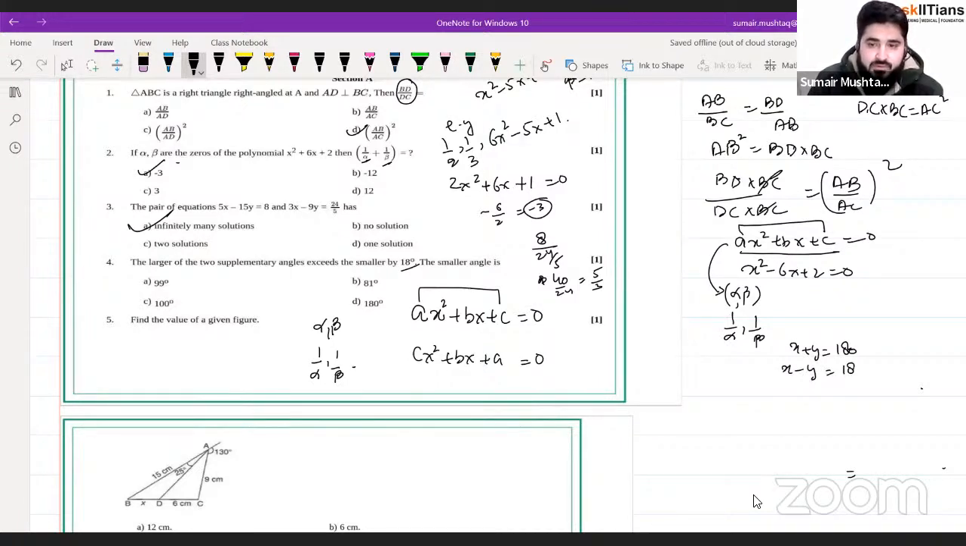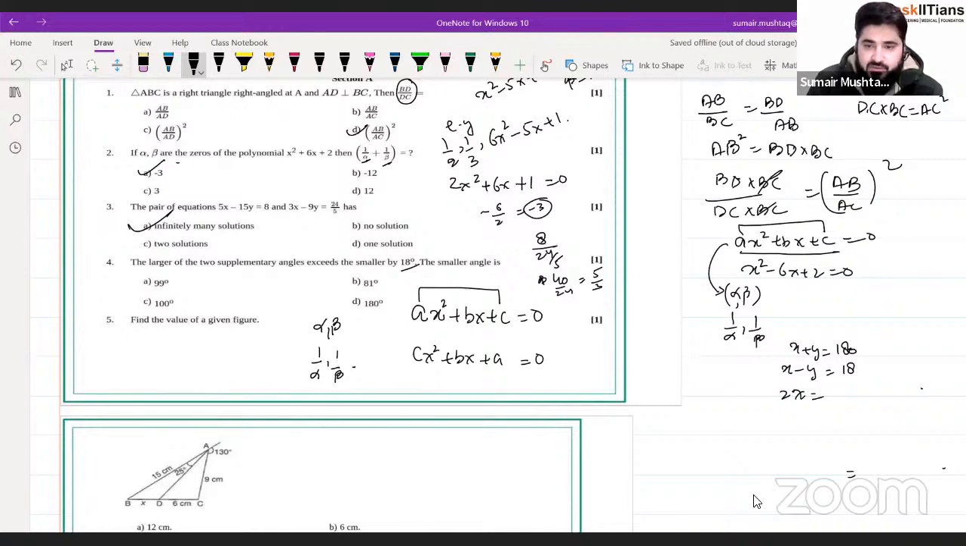Fine. Now add both of these. 2x will be equal to, how much is it? You have to add these two, right? So 2x is equal to, you can find the value of x. How much is it? Can you find it? Yeah, good. You have given a and b. 81 is the correct option.